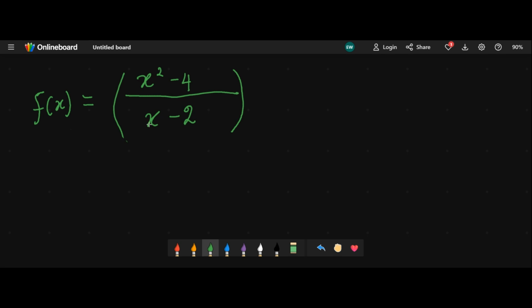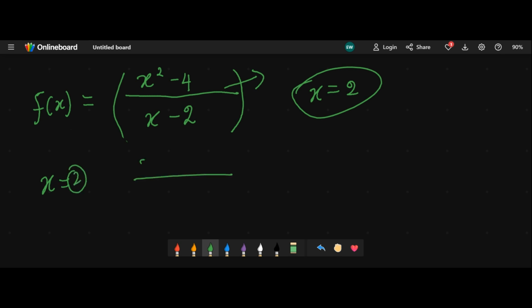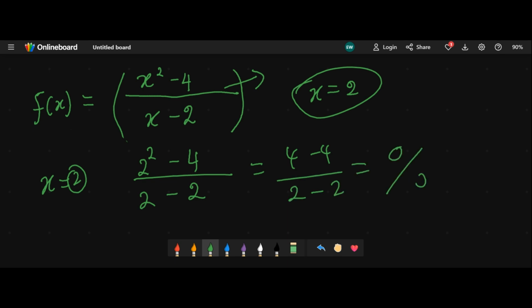So we need to find the value of this function when x is equal to 2. So what we will do is directly substitute 2. So it will be 2 squared minus 4 divided by 2 minus 2. So it will be 4 minus 4 divided by 2 minus 2. So it will be 0 divided by 0.